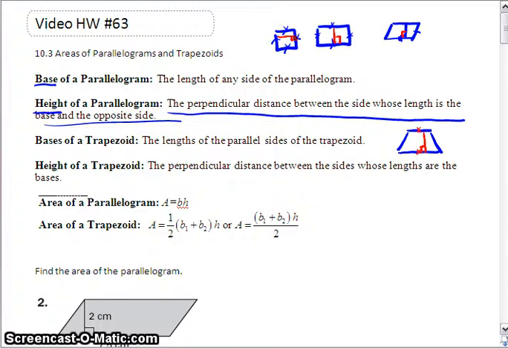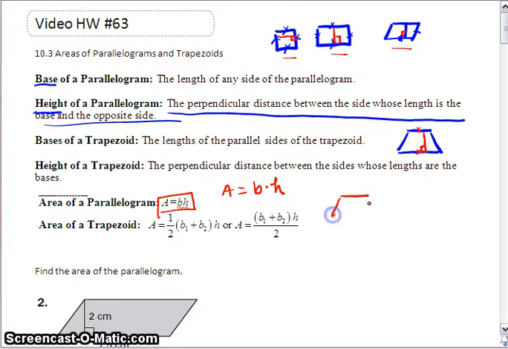Now, there are two formulas that we're going to talk about in this video. One is the area of a parallelogram. We're talking about a square, a rectangle, or a parallelogram. And that's area equals base times height. We just defined what base and height are. Now the area of a trapezoid is a little bit different.